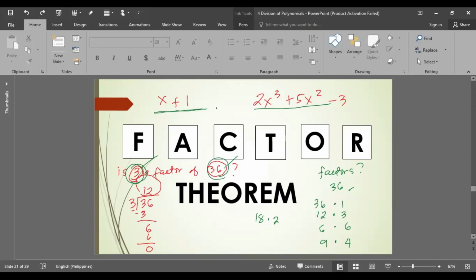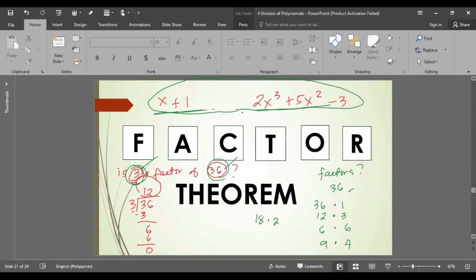But when it comes to polynomials, when it comes to expressions involving variables just like this, it's different. How do we know if this given expression is a factor of this given polynomial expression? And that will be the focus of this lesson video.